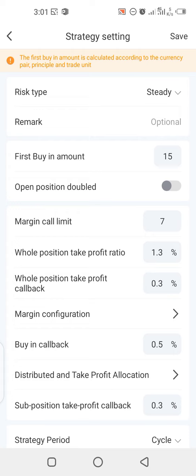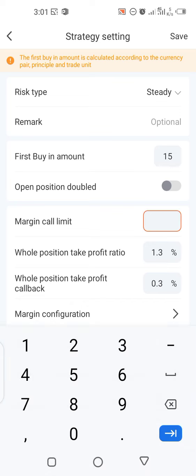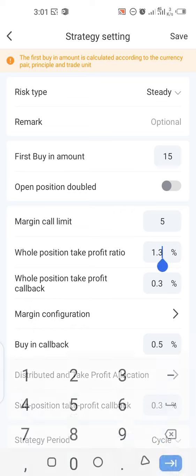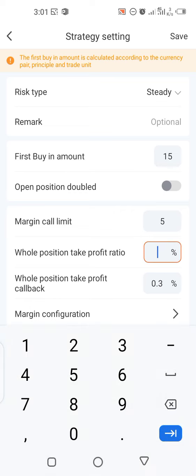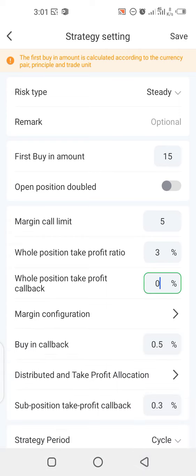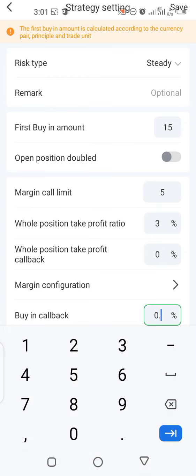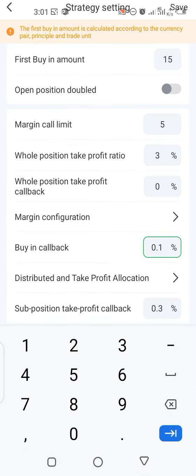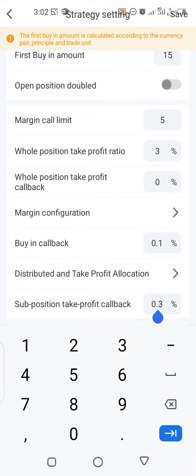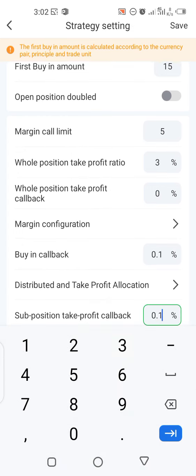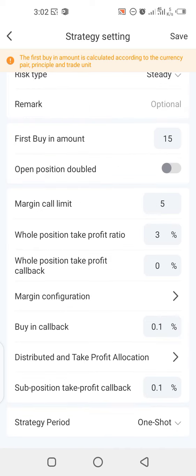the first buying amount will depend on your capital. The maximum number of margin calls, I would recommend 5. I would recommend 5, right, in the one shot. The take profit is the one that has been given on the signal. Let me say it is 3%. The whole position callback, you can keep it to 0, right? This one, make it 0.1 or 0. Then the sub position can still be 0.1, all right? Okay, signal, and it's one shot.